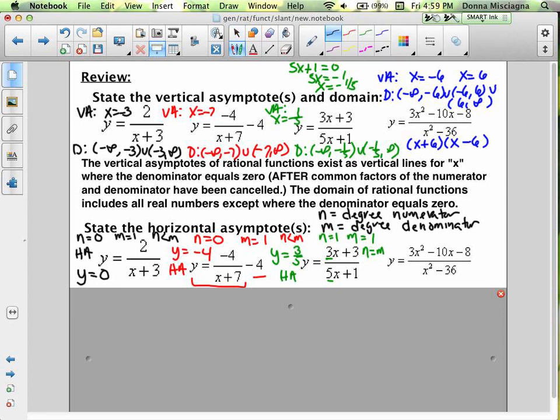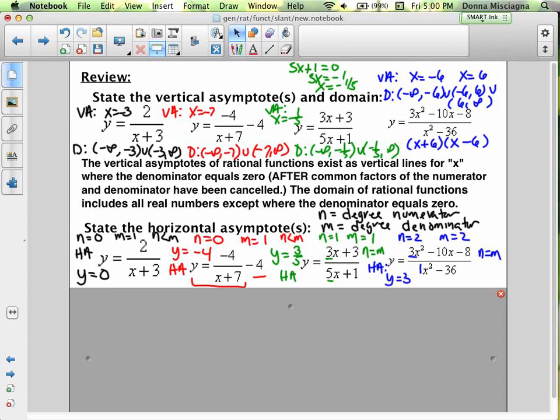All right, let's do the last one. The degree of the numerator is 2 because we have an x squared. The degree of the denominator is also 2 because we have an x squared. So again, it's going to be the ratio of the coefficients, and this is understood to be 1. So since n equals m, our horizontal asymptote is going to be y equals 3.